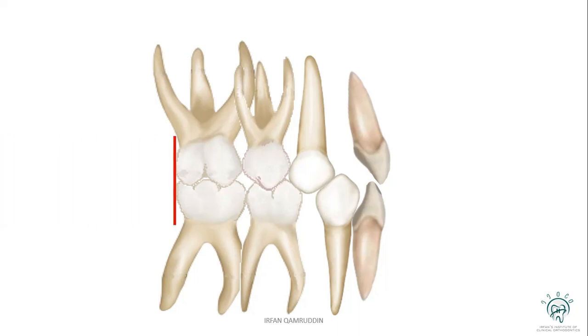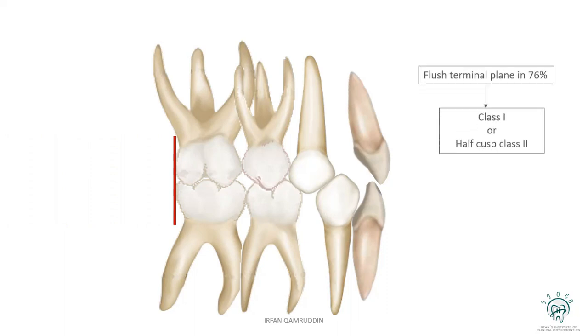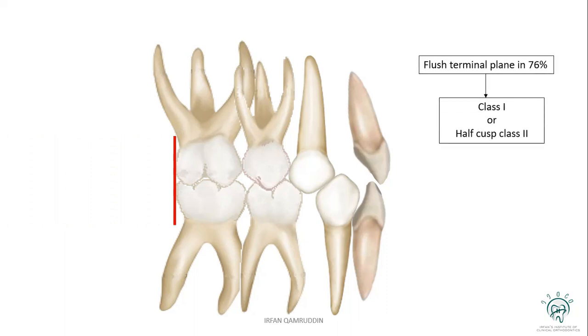When the distal surface of the upper E is in line with the lower E, we call it flush terminal plane, which is found most commonly, in 76% of the population, and it has the tendency to be converted into class 1 or sometimes into half cusp class 2 relationships in permanent dentition.